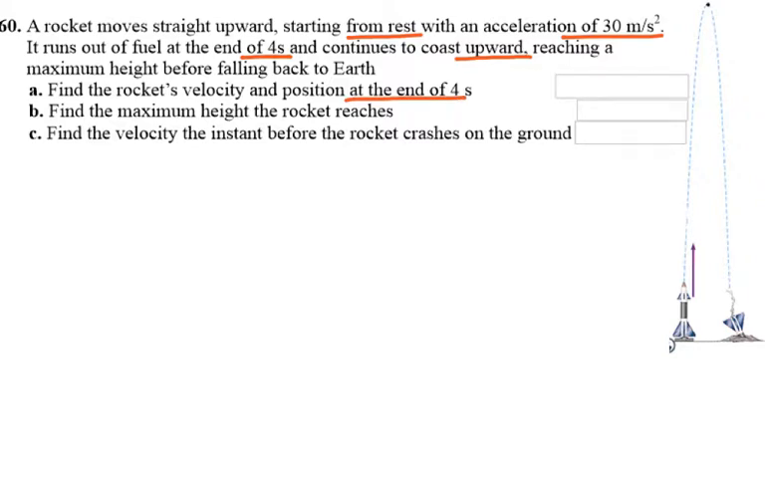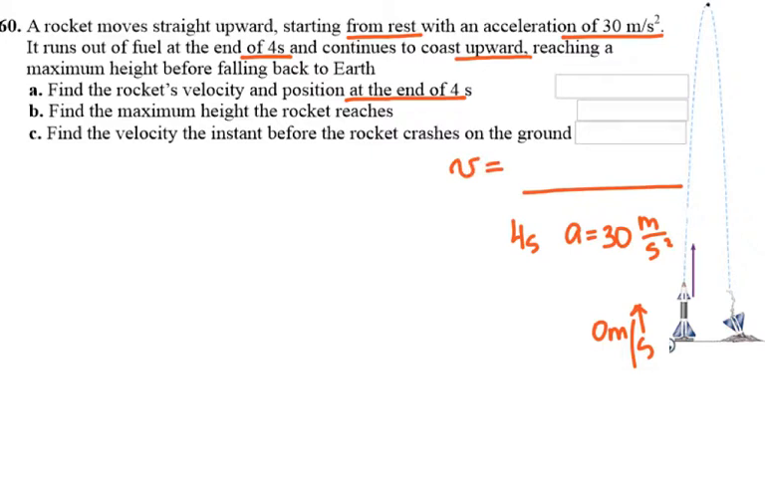So the initial velocity of the rocket was 0 meters per second. For 4 seconds, it had an acceleration of 30 meters per second squared. To find the final velocity, I can use initial velocity plus acceleration times the time formula. That gives me 120 meters per second. So what's the rocket's velocity? It's 120 meters per second.